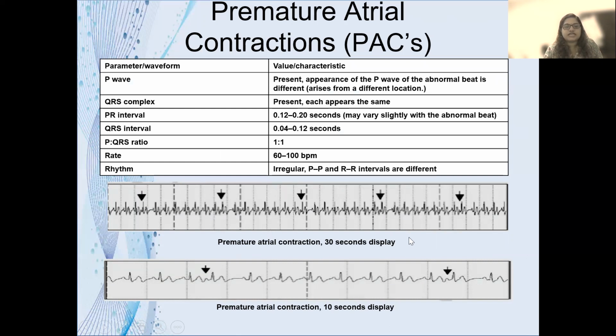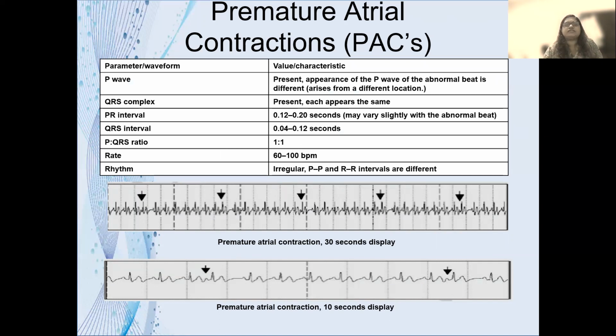So this is a 30-second display. You see it very close. When you look at the 10-second display, you can see it clearly, right? See here. You have a P wave there, and then you have a P wave after a long time. So the rhythm is not regular. So this is called the premature atrial contraction.